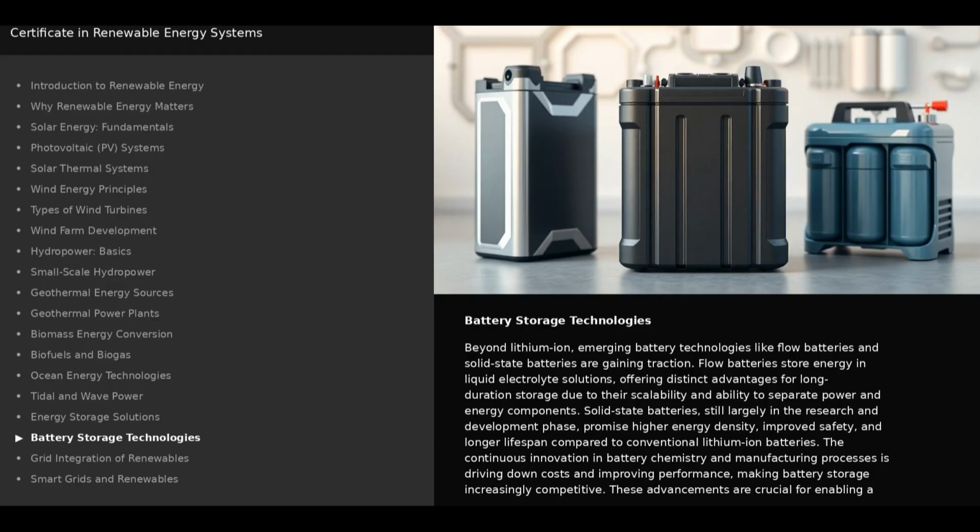Solid-state batteries, still largely in the research and development phase, promise higher energy density, improved safety, and longer lifespan compared to conventional lithium-ion batteries. The continuous innovation in battery chemistry and manufacturing processes is driving down costs and improving performance, making battery storage increasingly competitive. These advancements are crucial for enabling a higher penetration of intermittent renewables, providing grid services, and supporting electric vehicle adoption, fundamentally transforming the energy landscape.